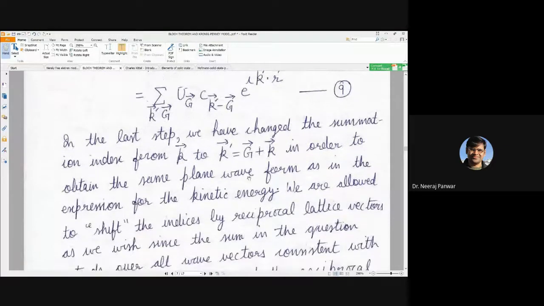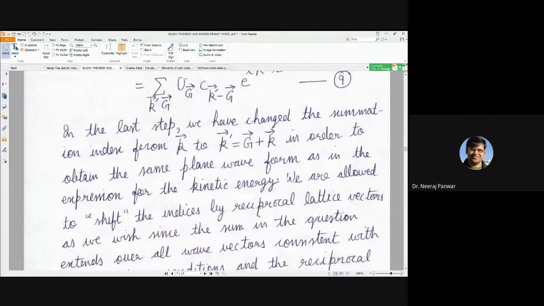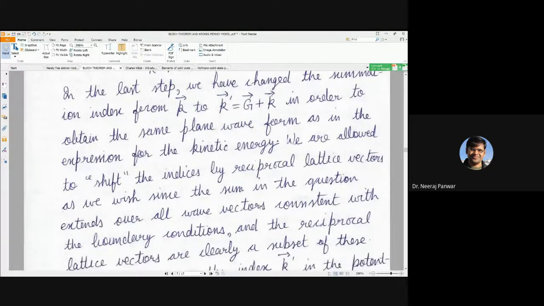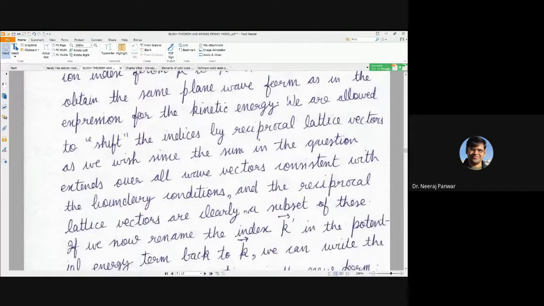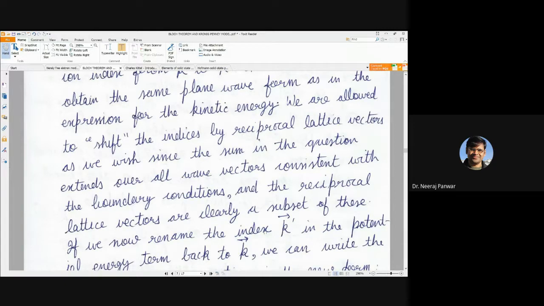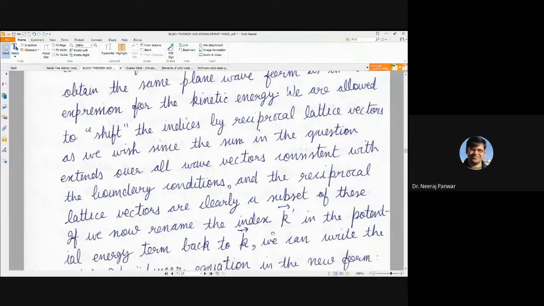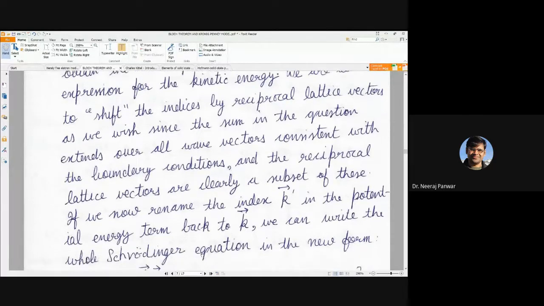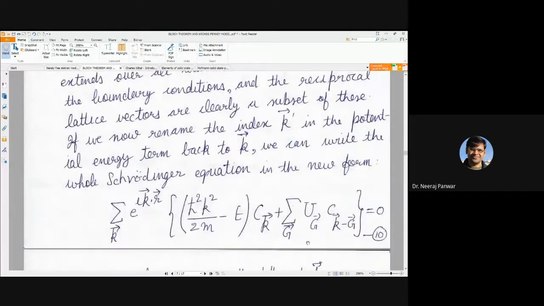And again, we can replace this k prime by k in order to have the same k. So this is what is written here. First, we are allowed to shift the indices by reciprocal lattice vectors as we wish, since the sum in question extends over all wave vectors consistent with the boundary conditions. Now if we rename the index k prime in the potential energy term back to k, we can write the whole Schrodinger equation in the new form.